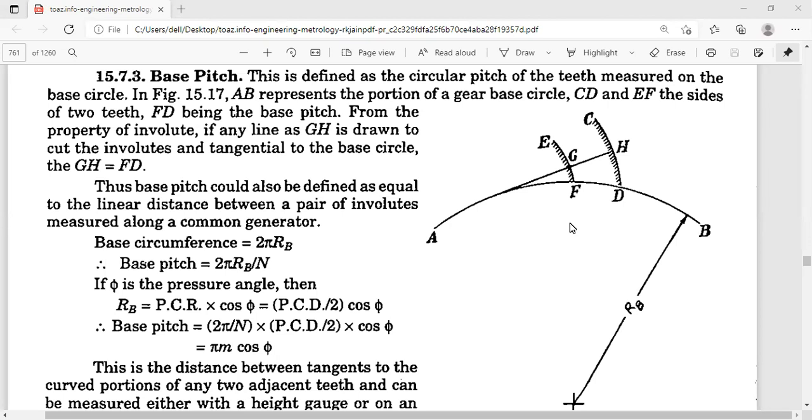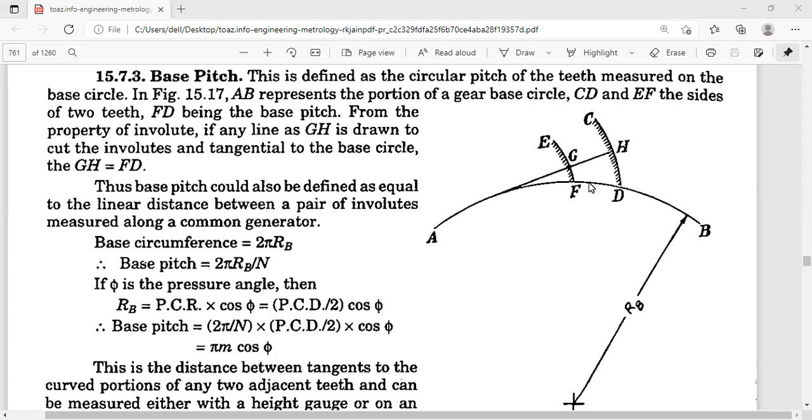Here you try to see this figure. AB represents the position of a gear base circle. Here we are trying to draw CD and EF. They are the sides of the tooth. Whenever you try to see, the sides of the tooth will be contacting at the points F and D. So FD here is the base pitch.